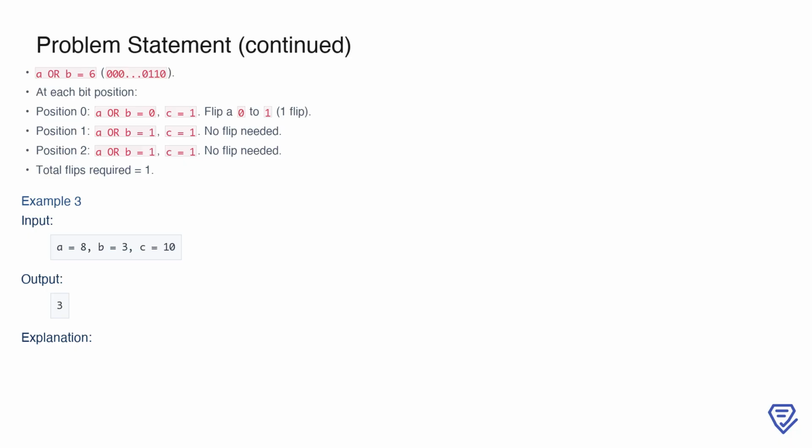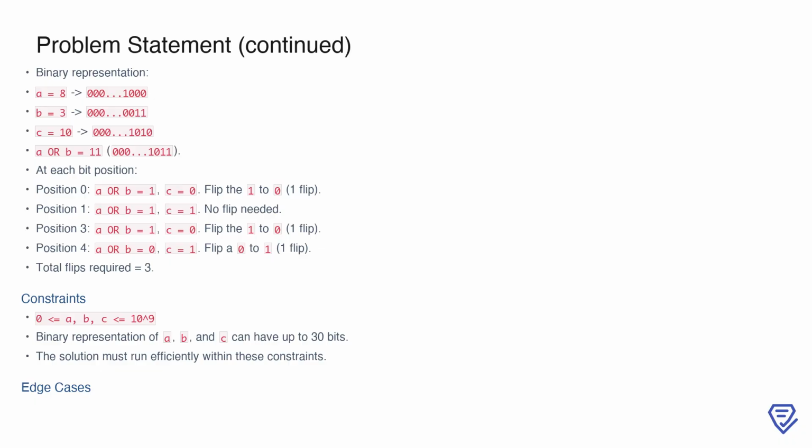Finally, let's examine one more example to further clarify the process. Take the values A equals 8, B equals 3, and C equals 10. In binary, these numbers are represented as A equals 1000, B equals 0011, and C equals 1010. The result of A OR B is 1011.